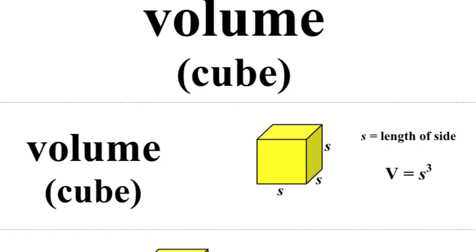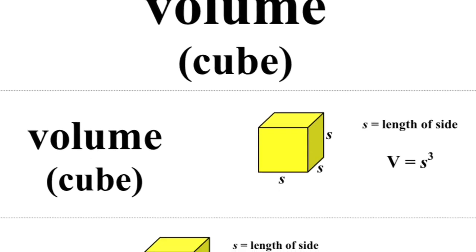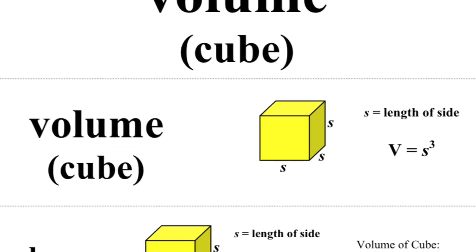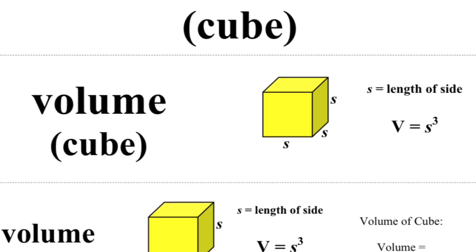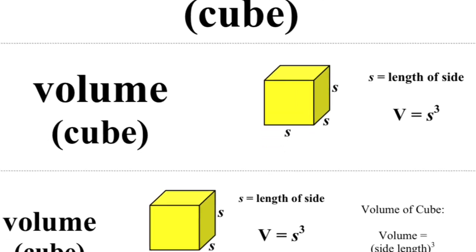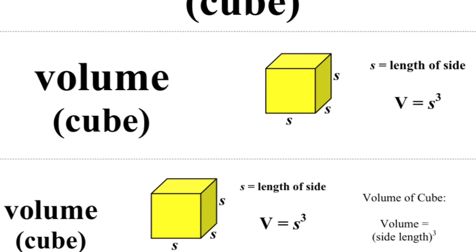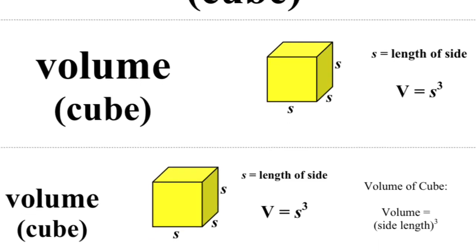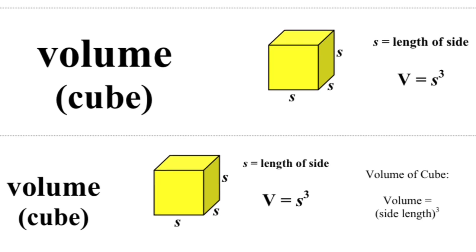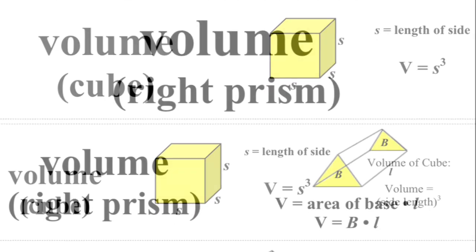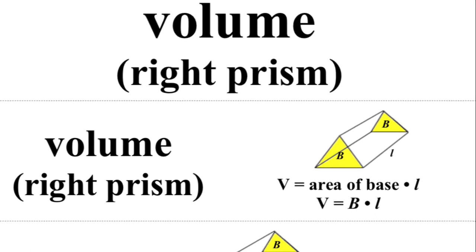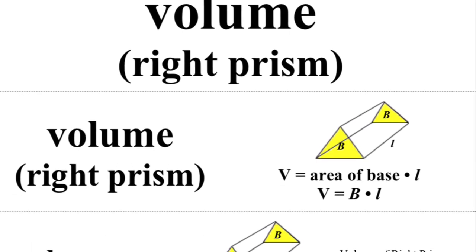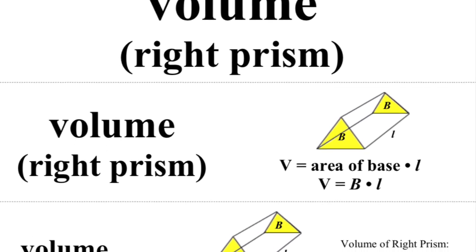The volume of a cube is found by taking the length of the side and multiplying it to itself 3 times. In other words, side to the 3rd power, or side cubed. The volume of a right prism is all dependent on what the right prism looks like.